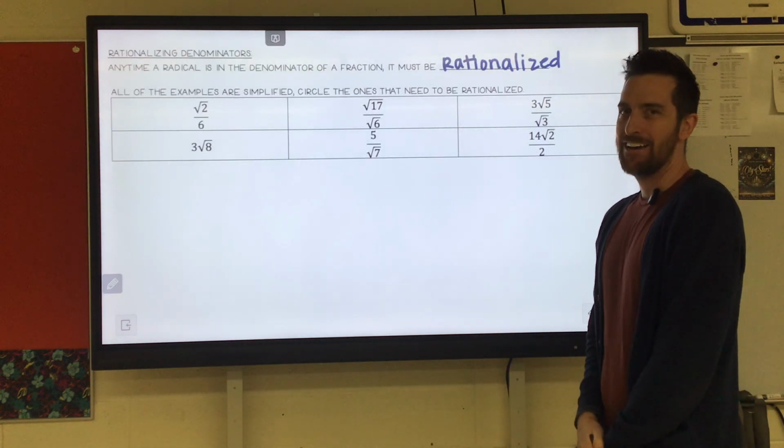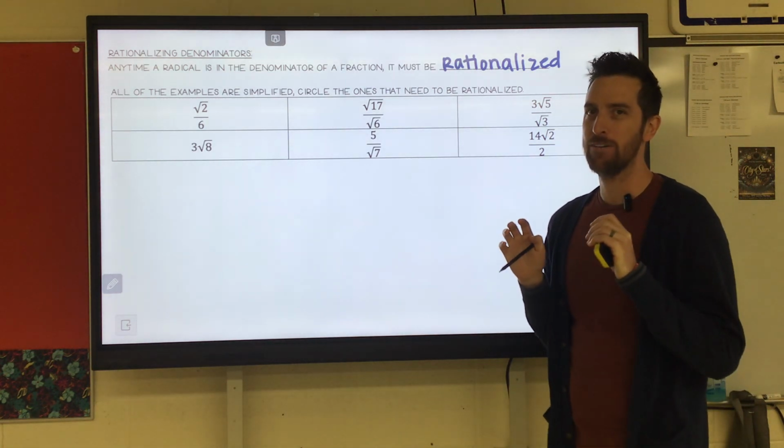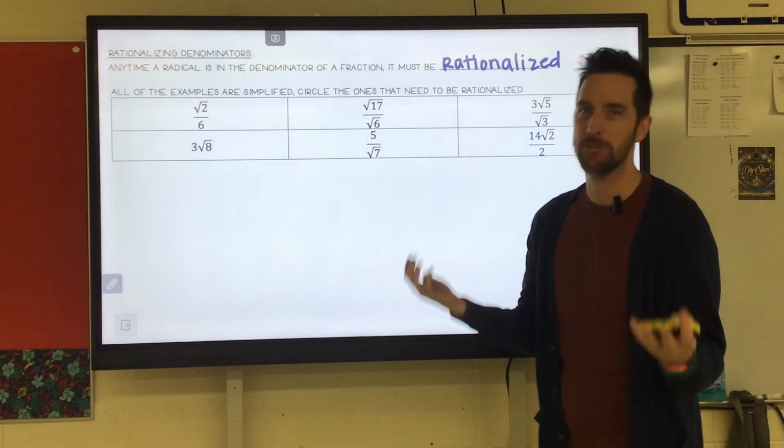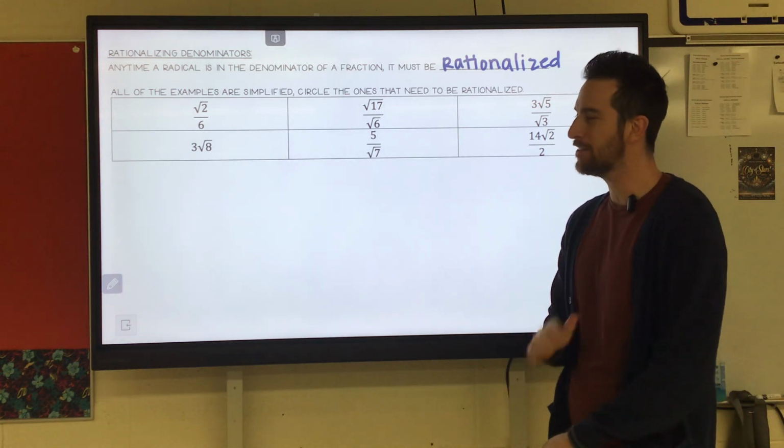Now you cannot have radicals in the denominator. It's not allowed. So what we have to do is what's called rationalize that denominator. We have to get rid of the radical in the denominator. It's not terribly difficult.